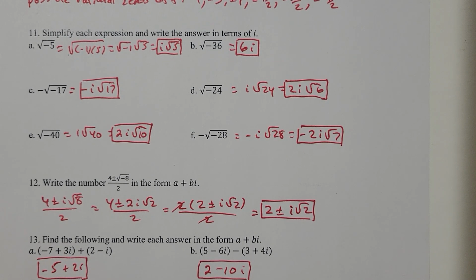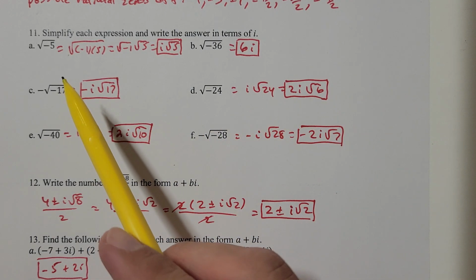All right, so in this video, we're going to start talking about complex numbers. A complex number is a number of the form a plus b times i, where i is the imaginary part. i is the same thing as the square root of -1. Okay, so in problem 11, we're going to simplify each expression and write the answer in terms of i.